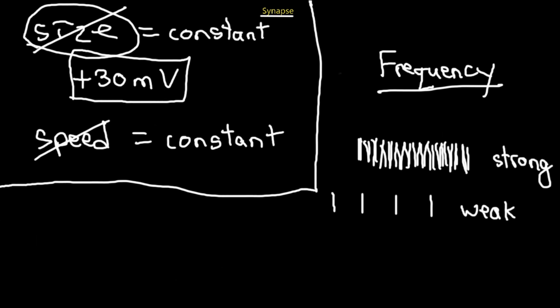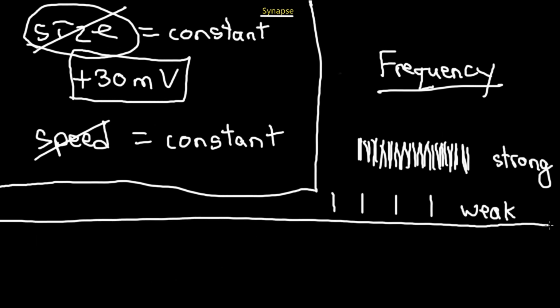Now another thing we must talk about is the speed of transmission. The speed of transmission I already mentioned. It depends on the myelination of the axons. So if the axon is unmyelinated, it's going to travel much slower than in a myelinated axon. So if they have these nodes of Ranvier, the stimuli is going to travel way faster.